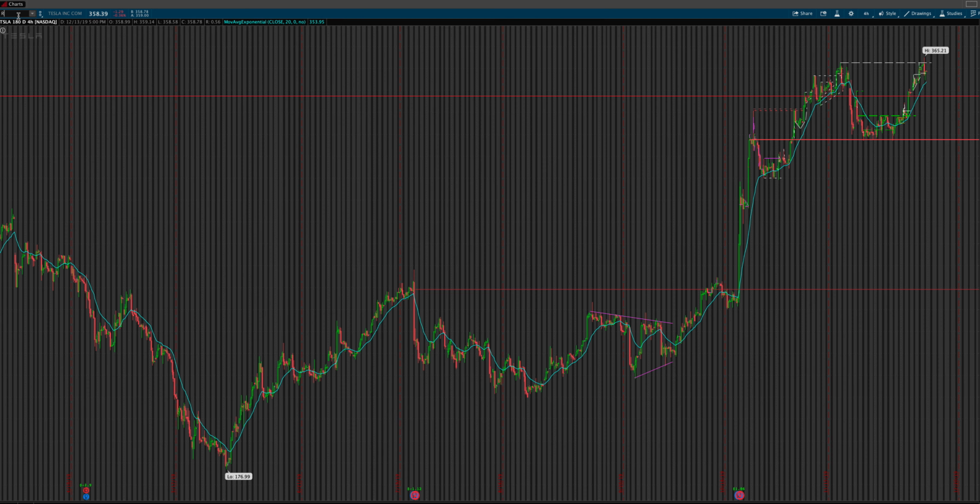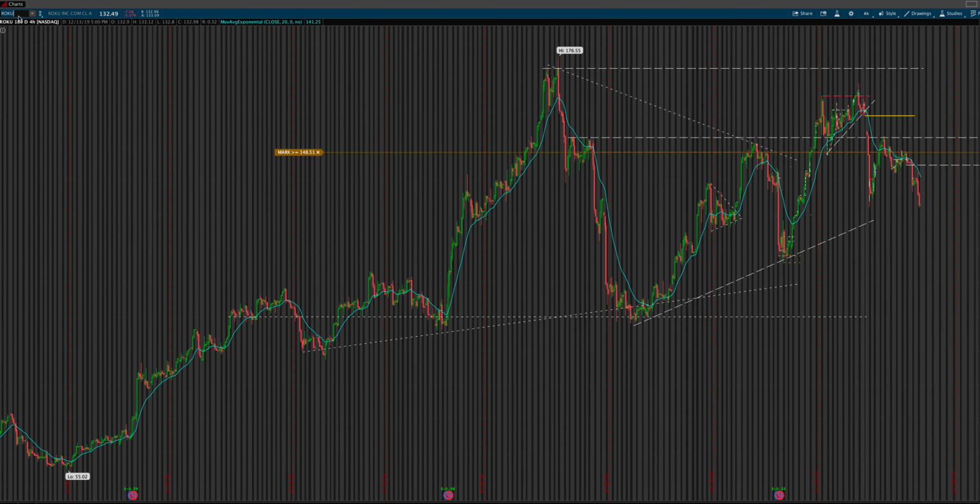And now maybe we can look up another stock. All right, so now we got Roku.